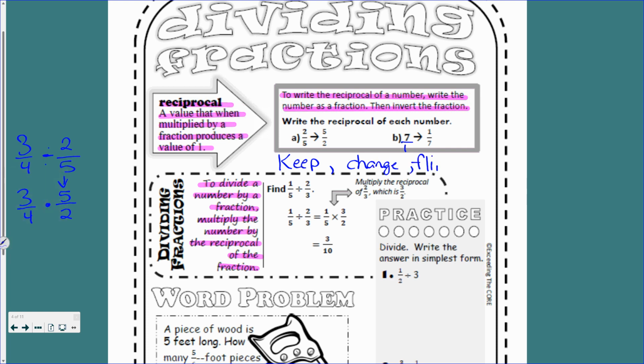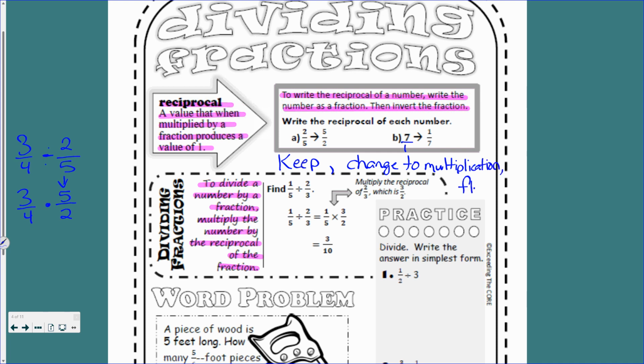This is to help you remember what you're doing. You're keeping the first fraction the same. You're changing the sign to multiplication. And you're flipping the second fraction upside down. Make sense? And I'm actually going to make this a little more clear. So I'm going to say change to multiplication, just so you remember.